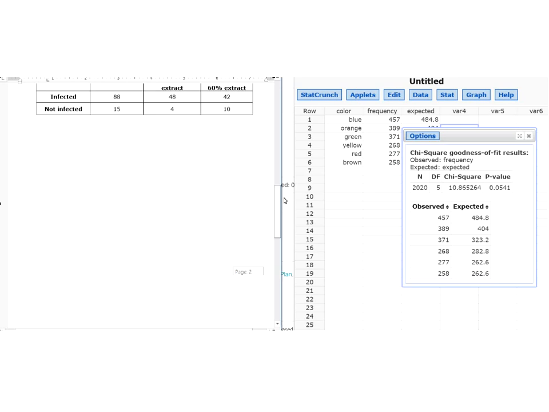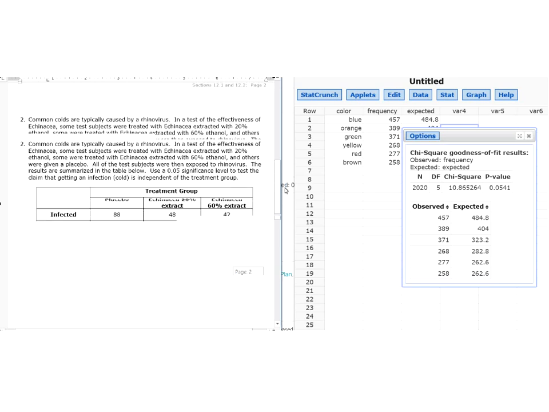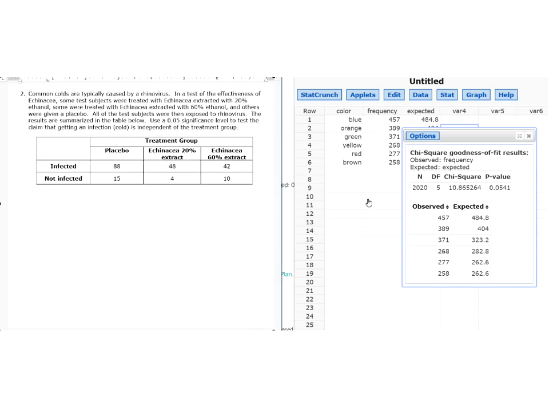Okay, the last thing we're going to look at is the test for independence. So in this problem, this was a study that looked at the common cold and whether echinacea was effective in dealing with cold infections or not.